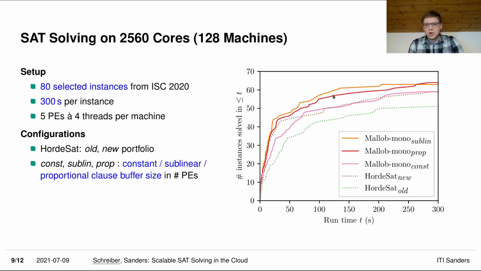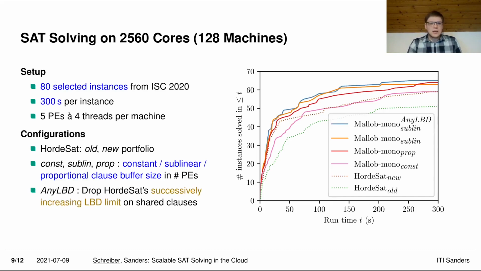Then we have this prop variant, for proportional. Here we grow the clause buffer size proportionally with the number of PEs, and this just emulates the clause buffer growth of Hordesat, where a lot of clauses are shared. And then we have a compromise, sublin for sublinear, where we grow the clause buffer size in a sublinear manner with respect to the number of involved PEs. And in general, we found that this variant performed best.